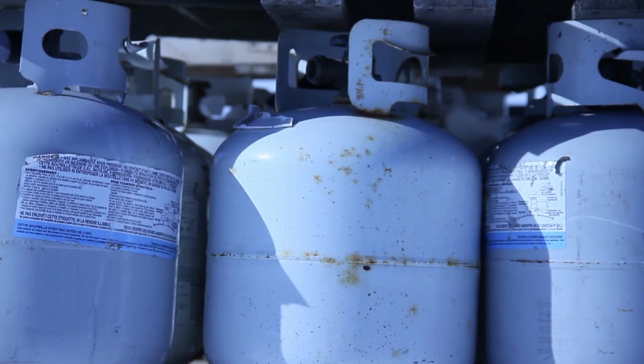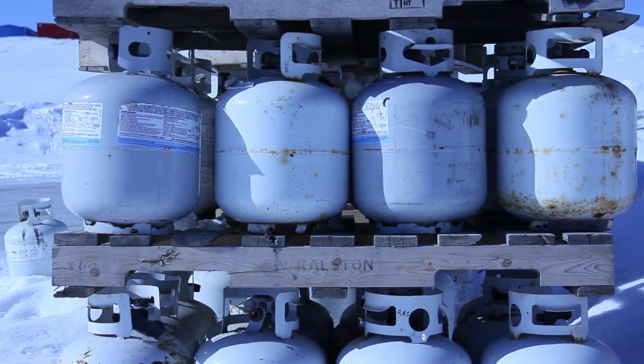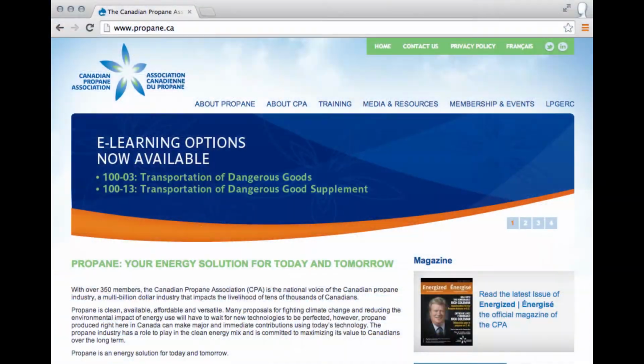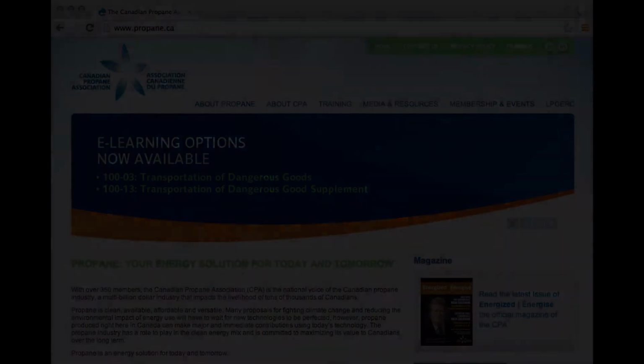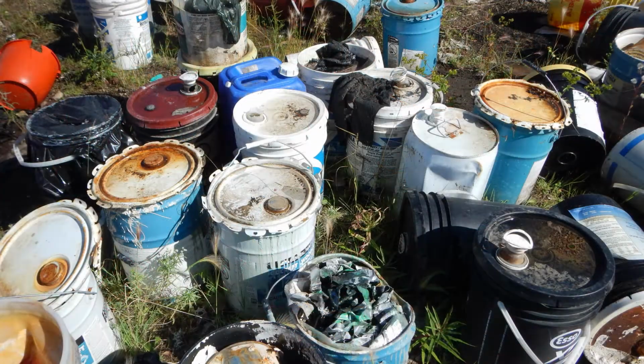For 40-liter propane tanks, the approach is similar, but the tanks can be stacked 3 high with a pallet between each layer. For more information about propane handling and training requirements, see the Canadian Propane Association website at www.propane.ca. Paint can be segregated according to whether it is latex or oil-based.